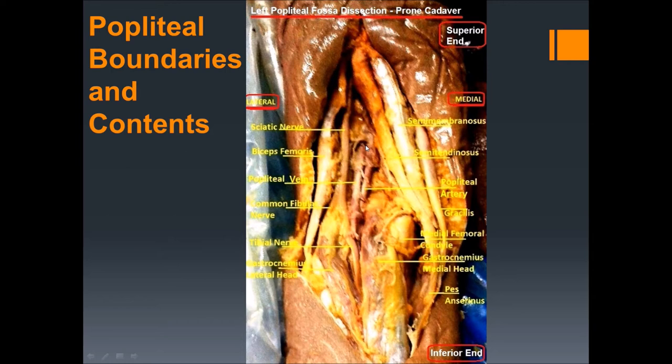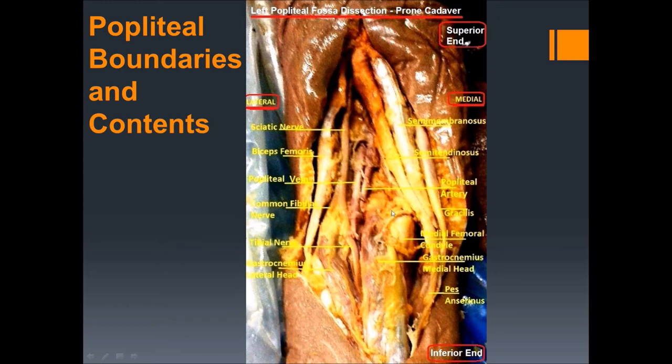These are the boundaries. What about the floor of the popliteal fossa? For ease of understanding, I've divided it into three parts. The upper part is the femoral part, the middle portion is the capsule of the knee joint, and the lower part is the tibial part. So the posterior aspect of the femur is the upper part of the floor, the posterior aspect of the capsule of the knee joint is the middle part of the floor, and a little bit of the popliteus fascia and the popliteus muscle forms the lower part of the floor. Now please note that point because I'm going to come back to it a little later.